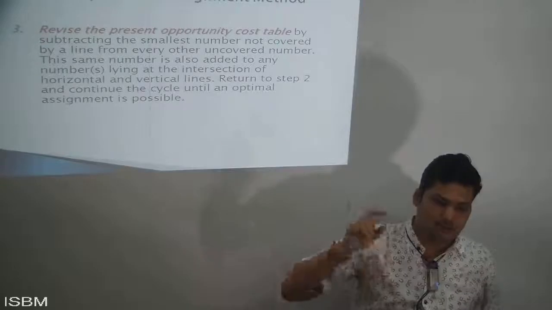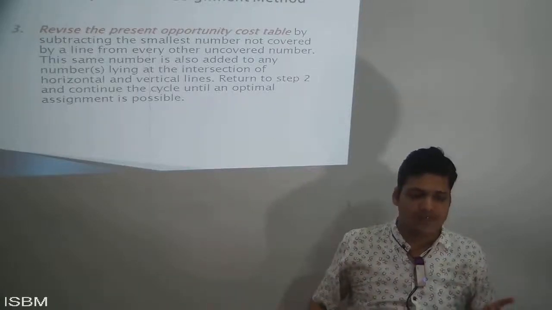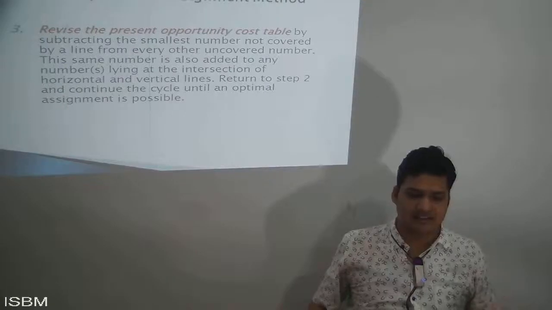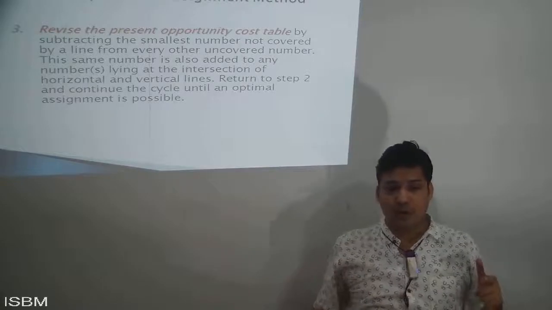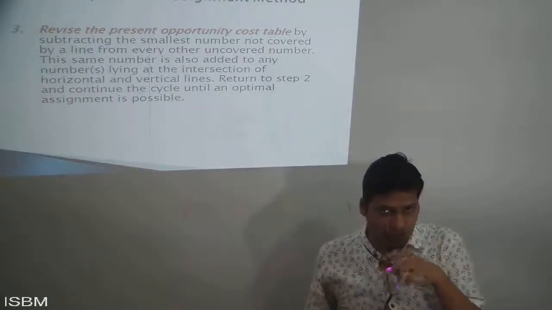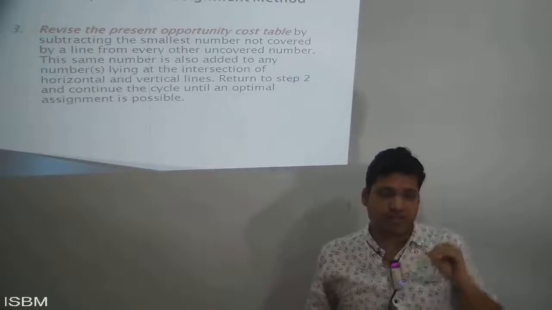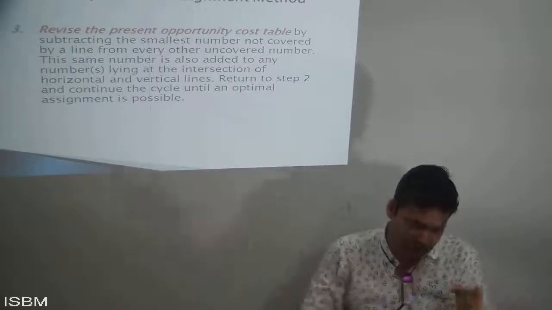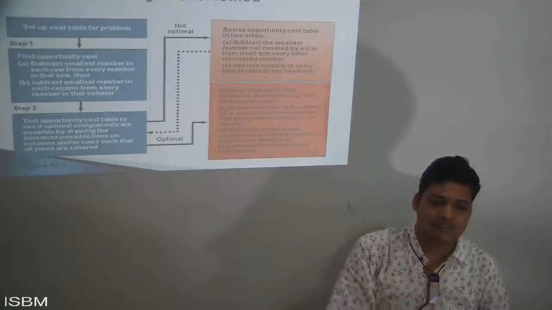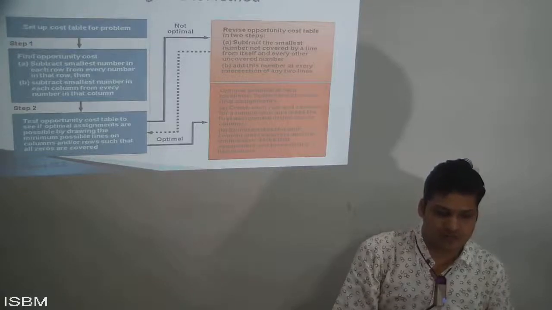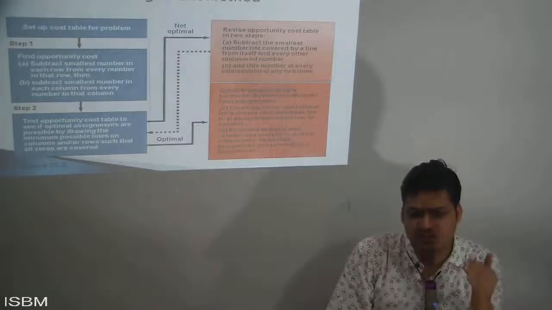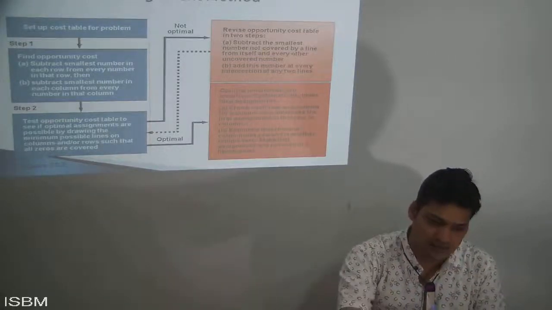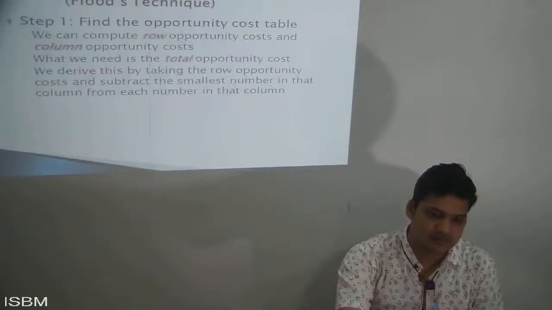Suppose the number 4 is not cut till now and it is the smallest number in the entire matrix. Then, leaving the horizontal and vertical lines aside, return to step 2 and continue the cycle until the optimal solution is possible. We will subtract that 4 from each and every value which is not cut. So step 1, then step 2, and if we are not getting an optimal solution from the revised opportunity cost table, then we subtract again. This is the way.